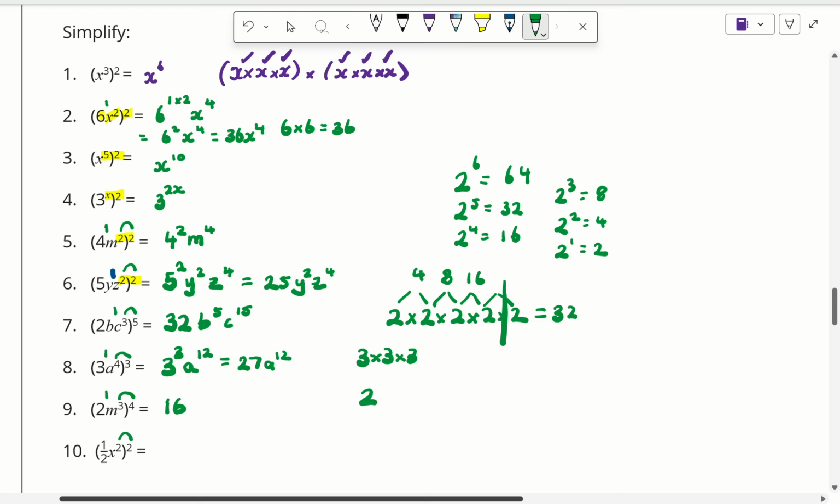So that's going to be m to the power of 12. And over here, a half to the power of 2. Well, that's interesting. Let's do it like this. 1 to the power of 2 is 1. 2 to the power of 2 is 4. So that's going to be 1/4. Or we could do a half times a half. Multiplying the top and bottom gives us 1/4. And x squared times 2 is 2 plus 2, which is 4. So that one's a little bit trickier because we've got a fraction.